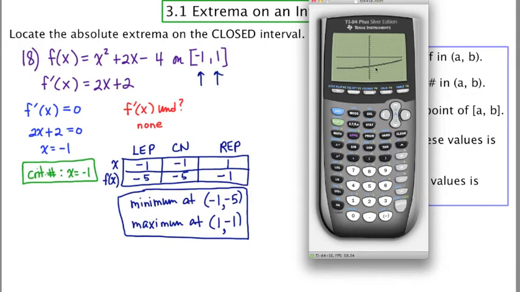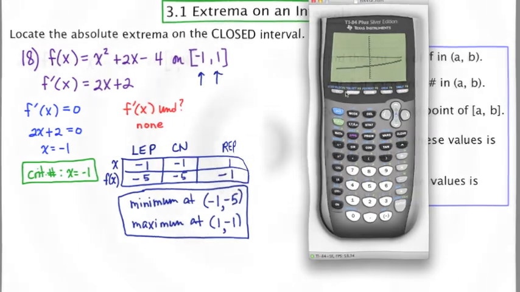Now on this interval, the highest point is over here, which is +1 and down just a little, and that's down at -1. So yeah, this confirms our answer. So the calculus that we're doing by hand is proving to be true by looking at the graph.